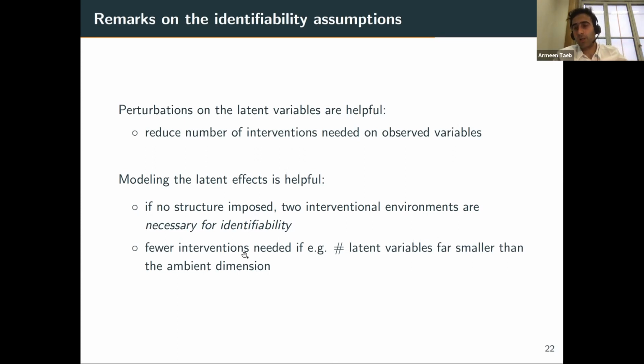This really highlights the utility of exploiting perturbations on the latent variables, which many of the previous work did not. The other is that modeling the latent effects is helpful.